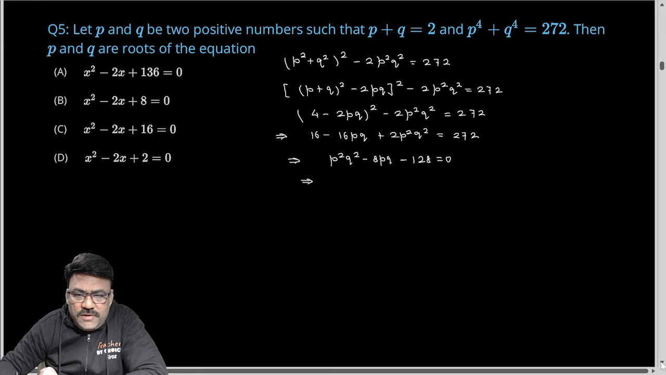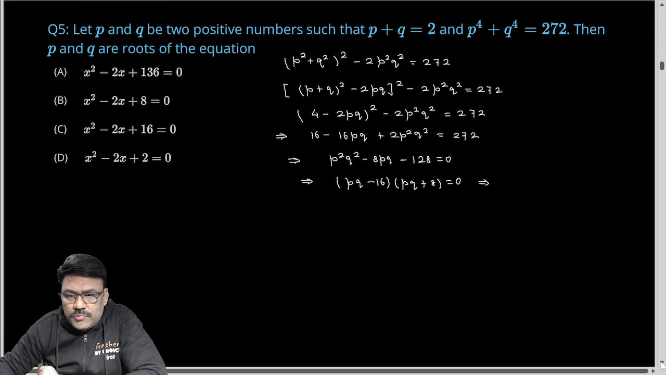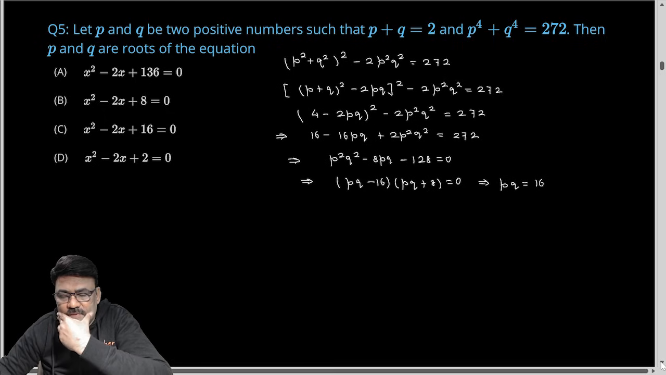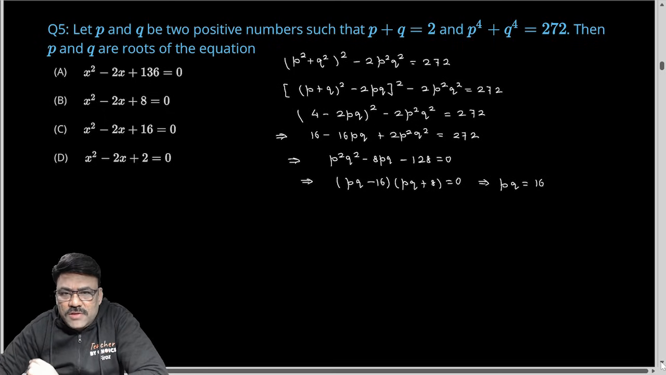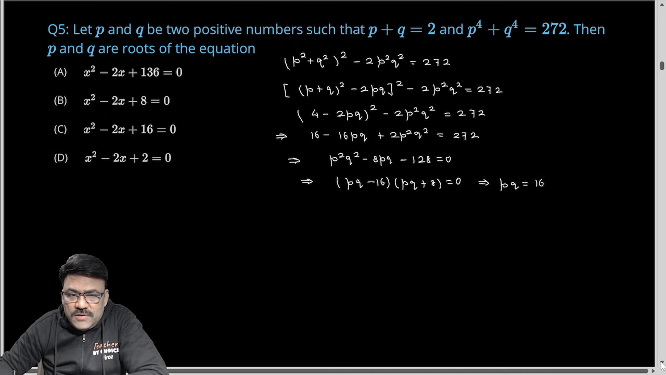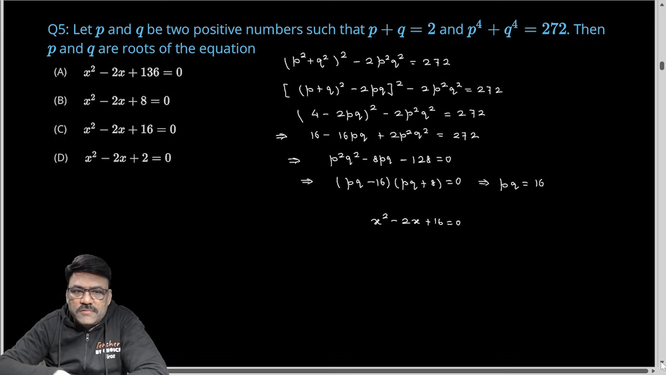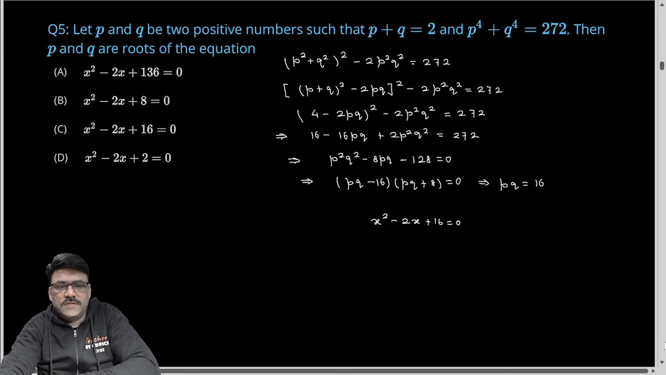Now it can be factorized easily. Its factors are (pq minus 16) and (pq plus 8). P and q are positive numbers, so pq equal to 16 will be taken, and pq equal to minus 8 will be rejected. So now you know that your quadratic has sum of roots p plus q, which is 2, and product of roots is 16. So what will be the quadratic equation? It is x square minus (sum of the roots, which is 2) x plus (product of the roots, which is 16). So this is the quadratic, x square minus 2x plus 16, which is option C, right?